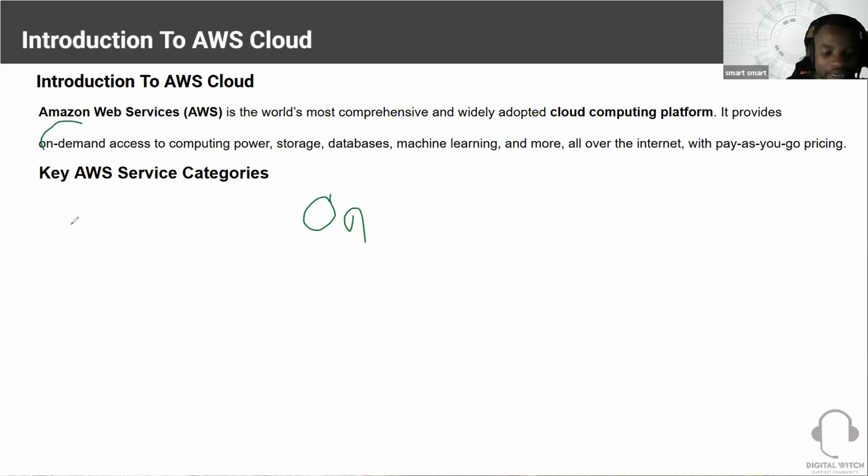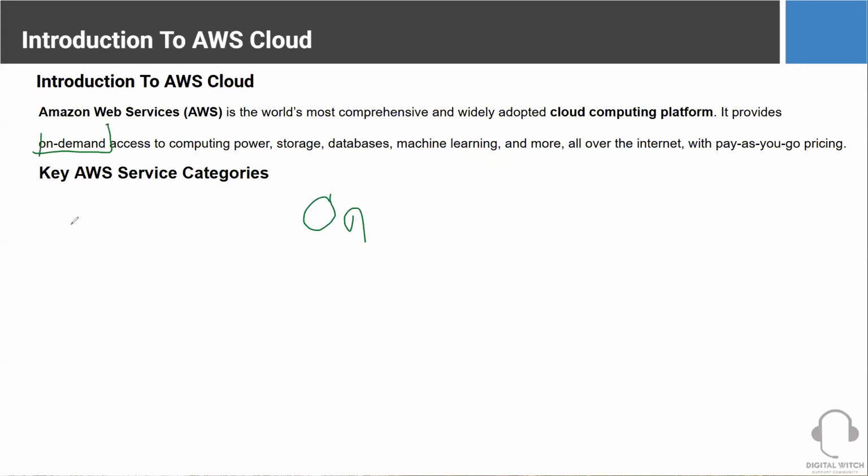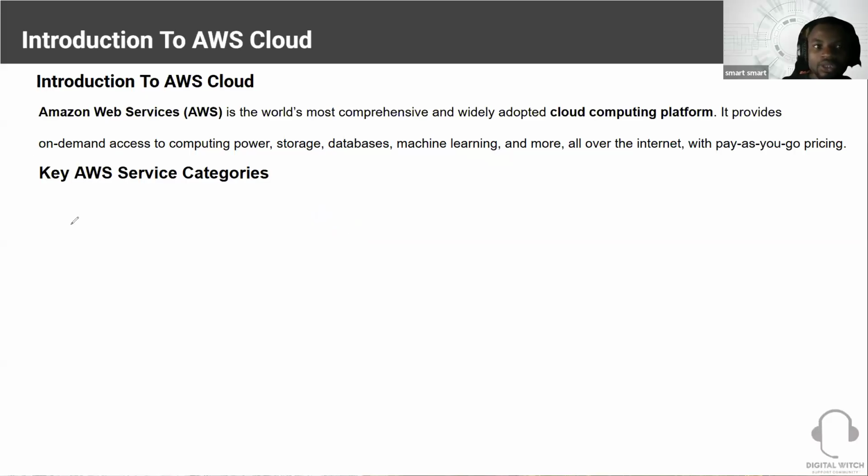That's what we call on demand. Are we good? On demand means that when you need it, it is available right away, no delay. So on demand access to what? Computing power, storage, database, machine learning, and more services.